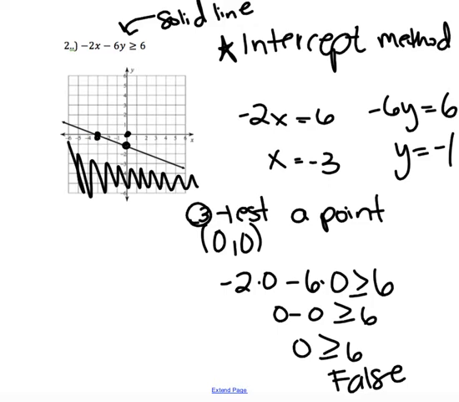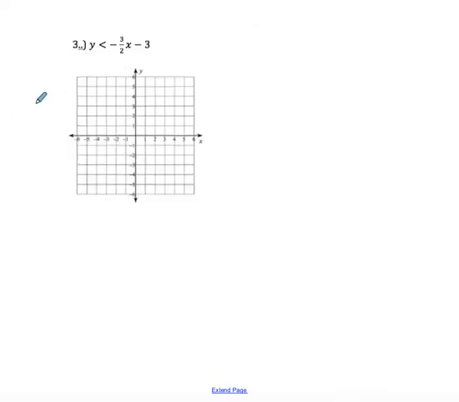Let's look at example number 3. You'll find that when you have one variable all by itself, this process goes much quicker because we don't have to test a point for step 3. So let's go ahead and get through steps 1 and 2 here. For step 1, I have one variable all the way by itself, so I'm going to use my starting point and my slope to graph this line.